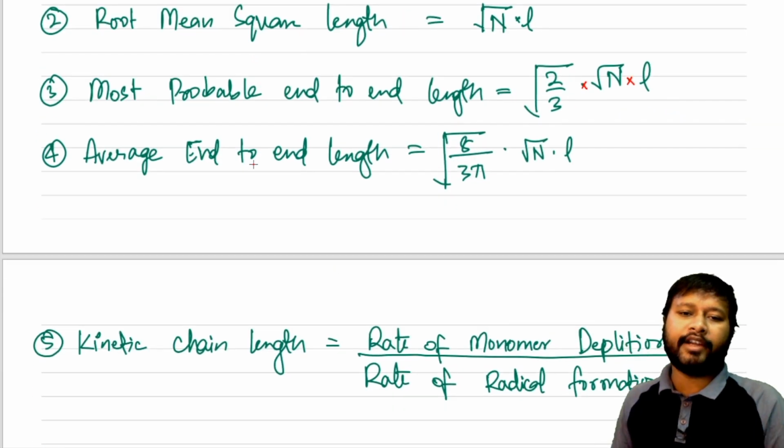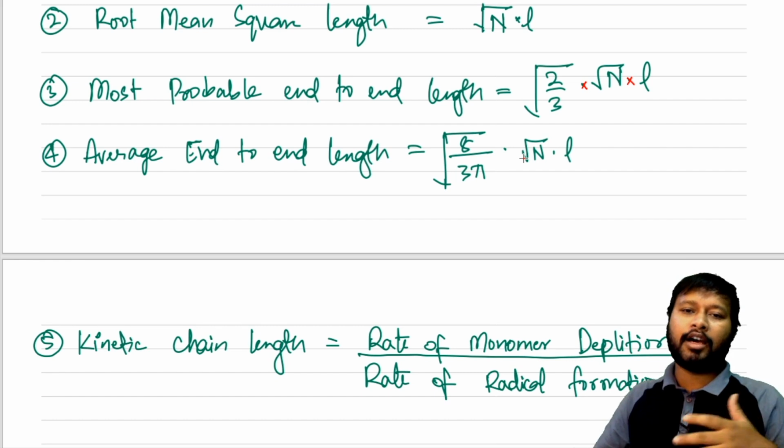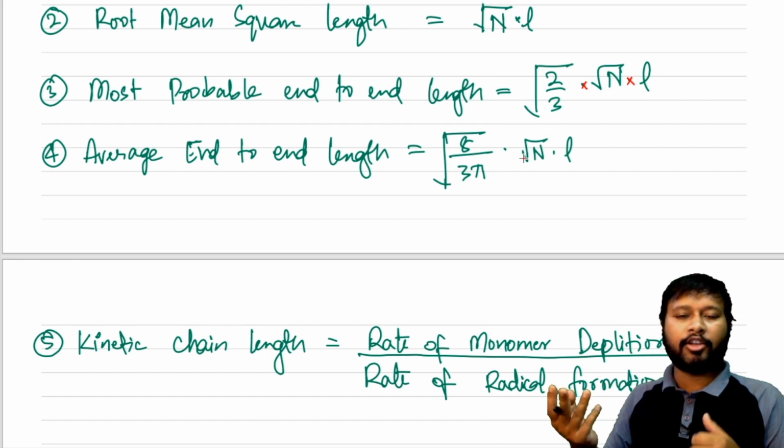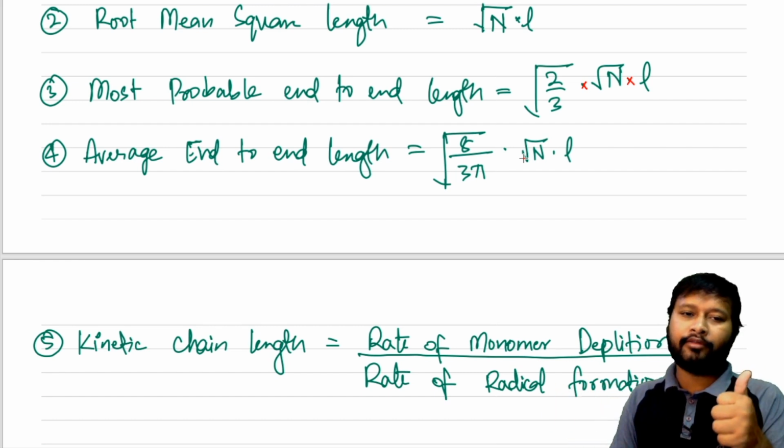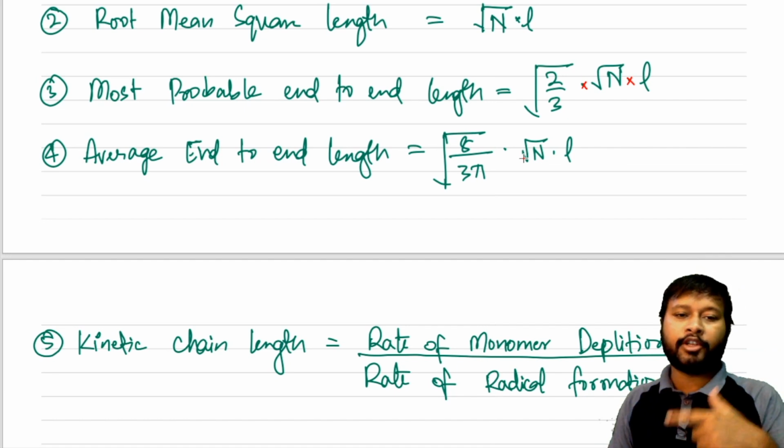Next is the average end-to-end length, and that is given by under root 8 upon 3 pi, under root n, into L. Now see, all these formulas you can relate with the kinetic theory of gases. Over there also you have root mean square velocity, most probable velocity, and average velocity.